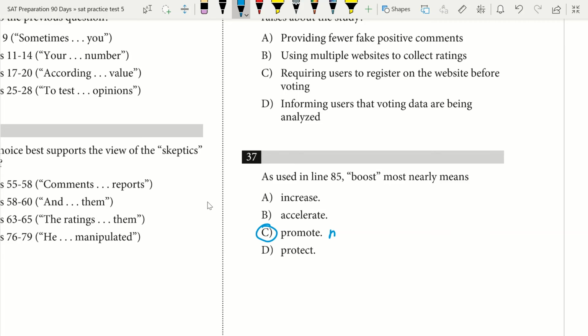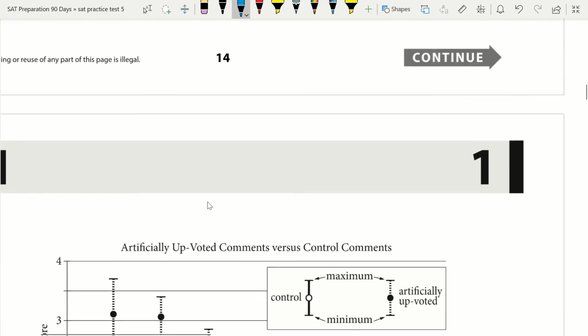But let's say that you did come up with market and you didn't come up with promote, right? Obviously, you would see that market means very, very close to promote, and nothing else really means anything close to market, so then you would get promote anyways. But I'll go ahead and show you why A, B, and D are wrong as well right now. We wouldn't say to increase. Right, and I'm going to show you why real quick by going back to the text.